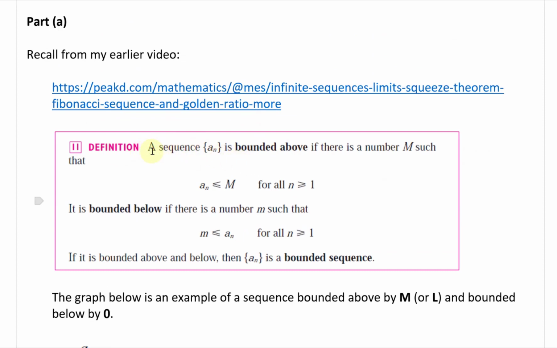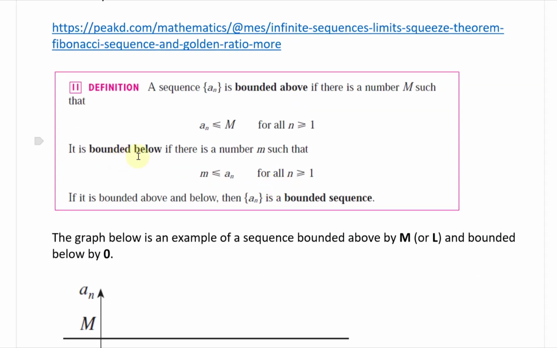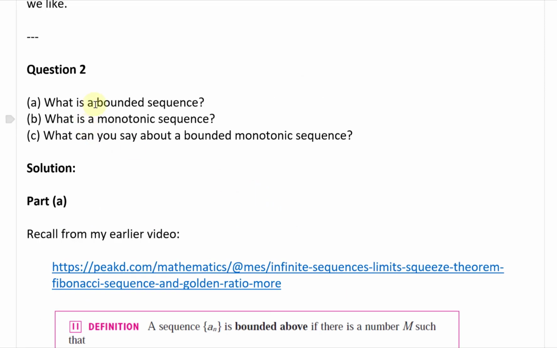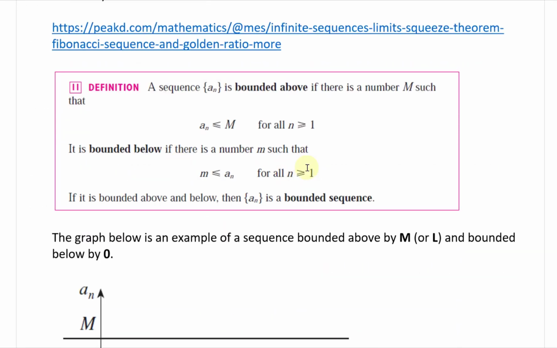A sequence a_n is bounded above if there's a number capital M such that a_n is always less than or equal to M for all n greater than or equal to 1. It is bounded below if there is a number lowercase m such that m is always less than or equal to the a_n terms of the sequence for all n greater than or equal to 1. If it is bounded above and below, then a_n is a bounded sequence.